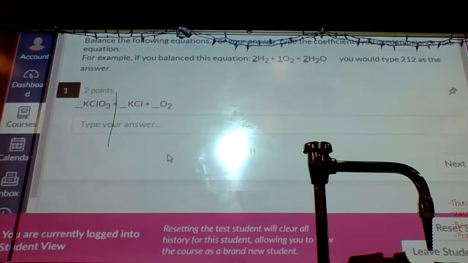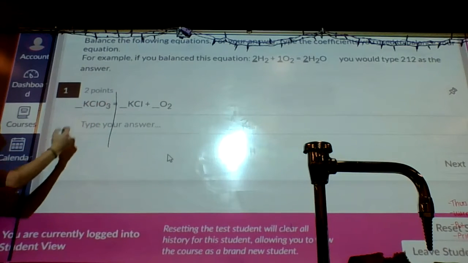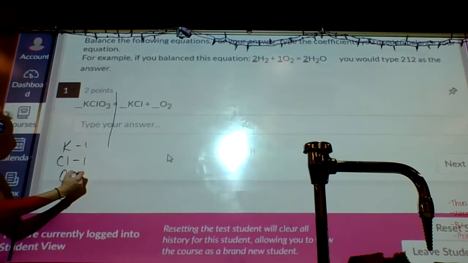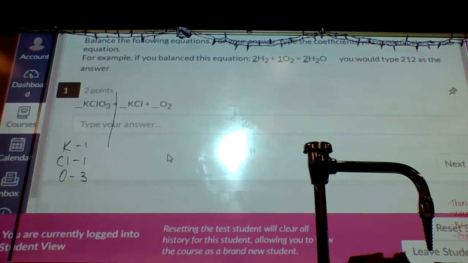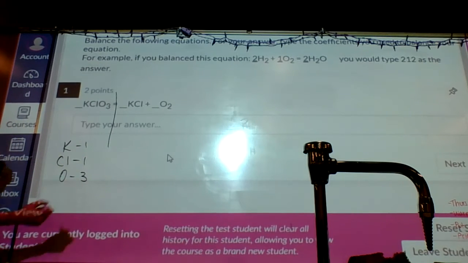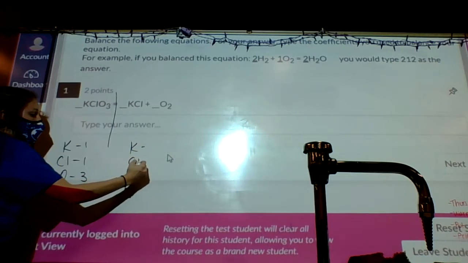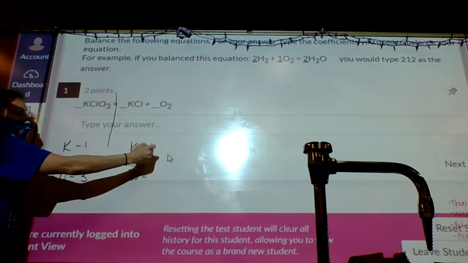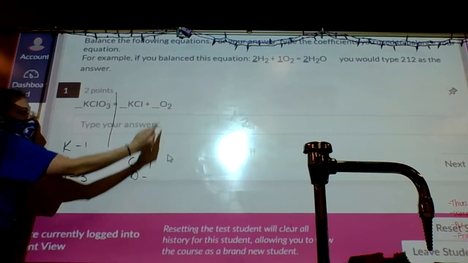Alright, and now what am I going to do? You have to write them down. Take inventory, or make a list. So on this side, I have K, Cl, and O, and I'm going to count those up. 1 K, 1 Cl, 3 O's. Over here on the right, I want to put my list in the same exact order. So I'm going to put K, Cl, and O. And now I'm going to add them and count them up. K, I have 1. Cl, I have 1. O, I have 2.